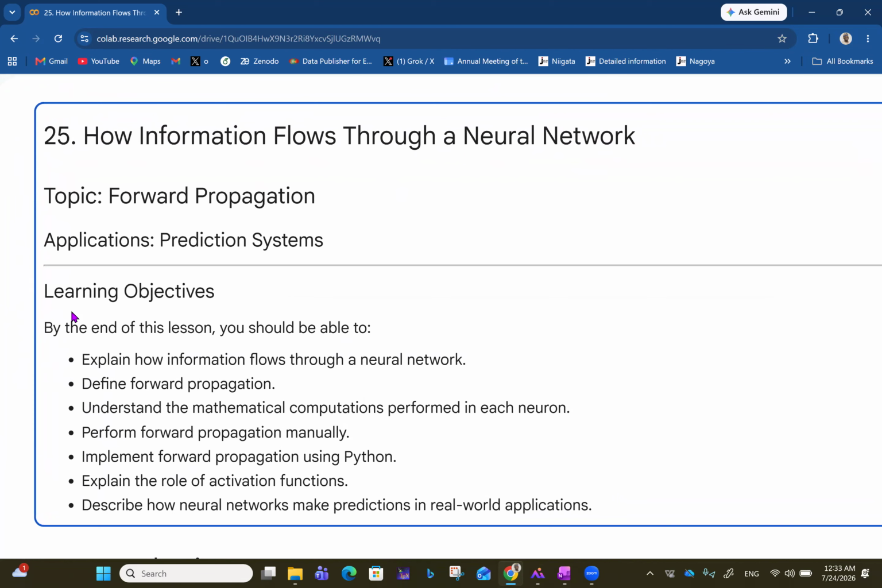And so our learning objectives here will be to be able to explain how information flows through a neural network, be able to define forward propagation, understand the mathematical computations performed in each neuron, perform forward propagation manually, implement forward propagation using Python, explain the role of activation functions, describe how neural networks make predictions in real-world applications.